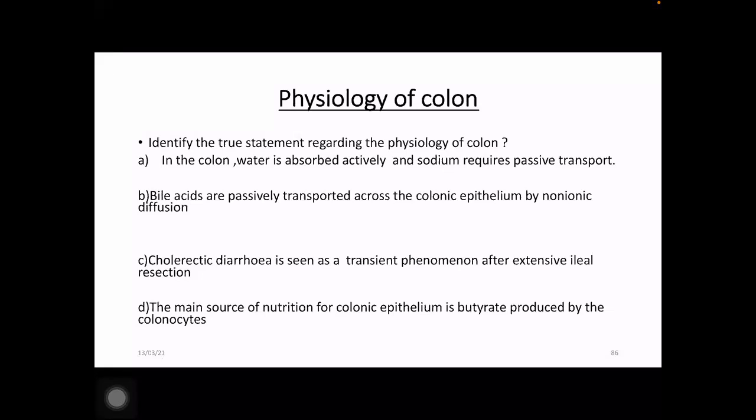Sometimes when the terminal ileum is massively resected, the entire bile acid load comes into the colon and everything will be deconjugated and result in the formation of a secretory diarrhea. So that's what is called colorectal diarrhea. It means the presence of deconjugated bile acids in the colon, because of the disruption in the enterohepatic circulation, which happens after an extensive ileal resection. Fine. So it is seen as a transient phenomenon after extensive ileal resection. True or false?